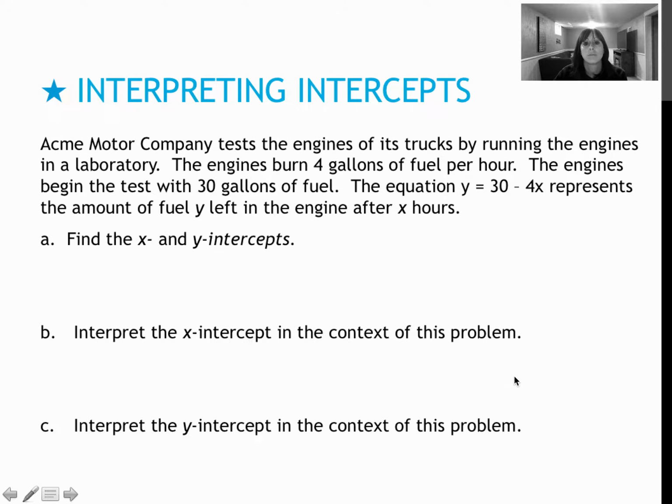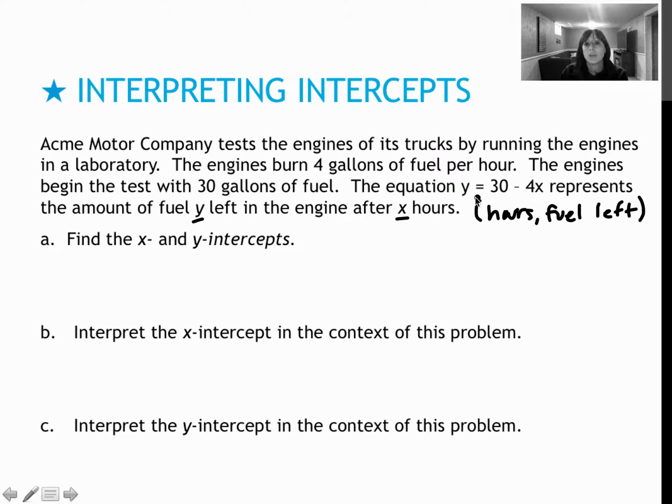Here's one for you to try on your own. So this one I didn't make you graph, but go ahead and find the two intercepts and then interpret them in the context of the question. For this one, we're dealing with an engine, basically, and so this is not depreciation, but we're dealing with an engine that burns gallons of fuel per hour, and they do tell me that y represents the amount of fuel left in the engine after x hours. So x is hours and y is fuel left in the engine.